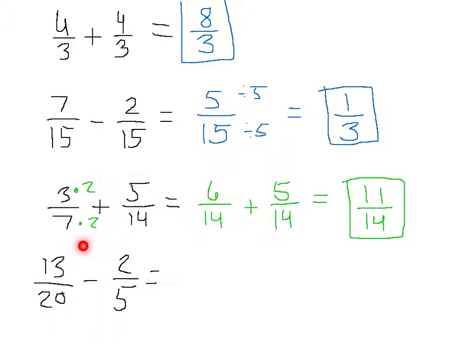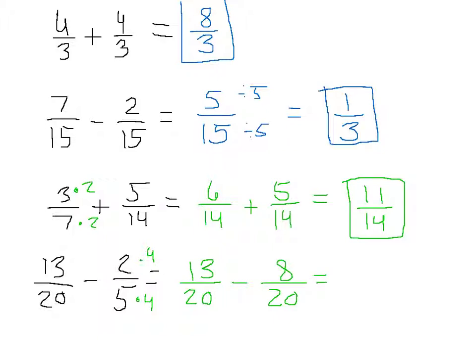Last but not least, our final problem, we have to find the least common denominator between these two. It looks like that number is going to be 20 because 20 can divide into 20 and 5 can divide into 20. So since my denominators have to be 20, this one already is, so I know it's 13. I have to think 5 times what gives me 20? And that's going to be 4. 5 times 4 gives me 20, so I multiply the top and bottom by 4. 2 times 4 is 8.